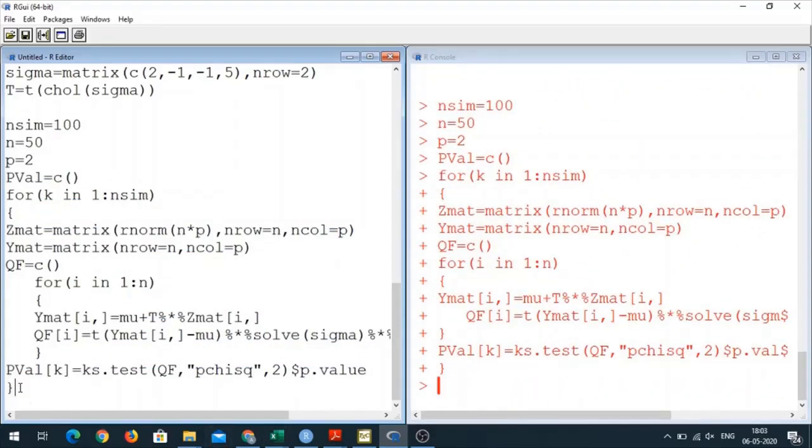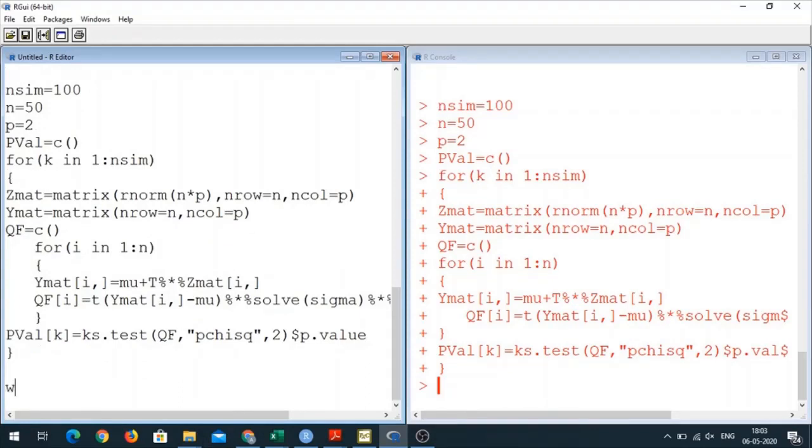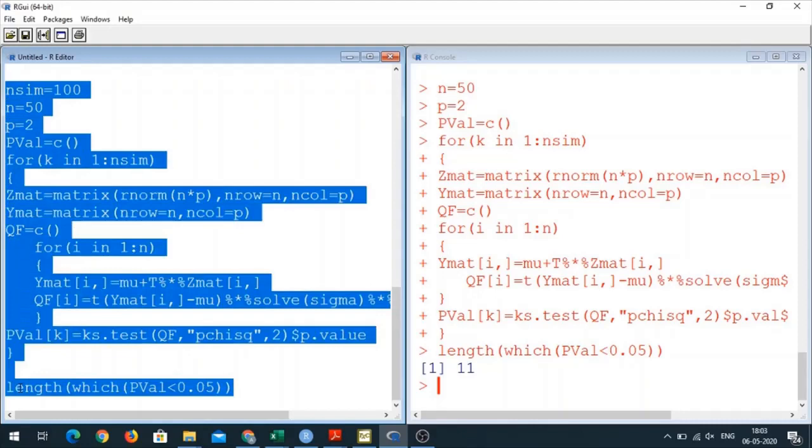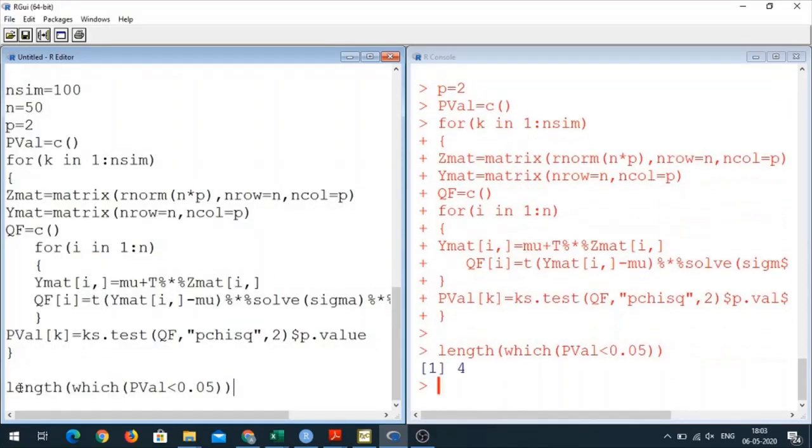Now we have to see out of these 100 samples, for how many samples p-values are less than 0.05. That is, for how many samples the chi-square assumption got rejected. Okay, so it is 11. Ideally it should have been 5%, but again in a sample anything can happen. If I run this again, my answer is going to change. See, now it is 4.